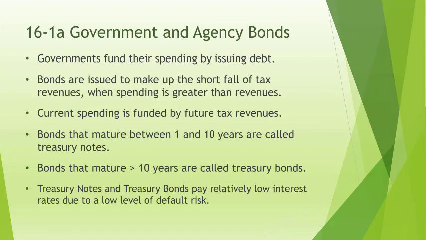So first of all, we talk about the different types of bonds, and we start off with the ones that are issued by governments. These are known as government agency bonds. Governments have need to issue debt in the form of bonds. Why? Because most governments run budget deficits. Of course, if they ran budget surpluses, they could purchase some of their debt back.